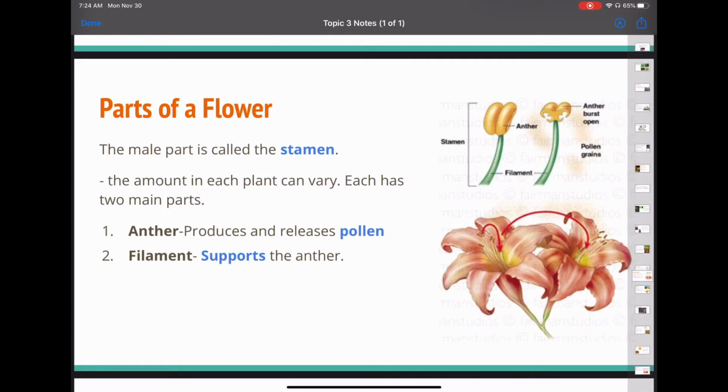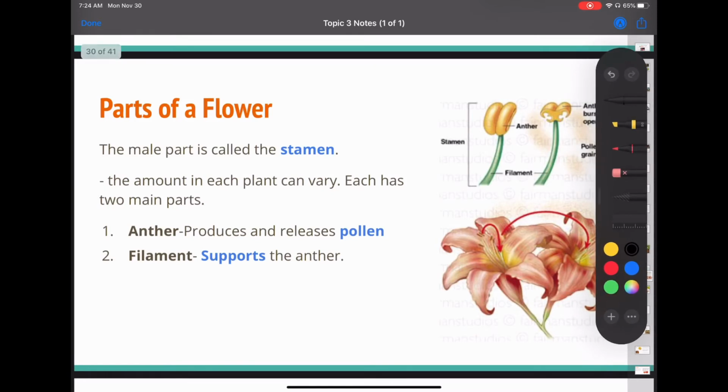So those things that are created that don't have great adaptations to their environment generally don't survive long enough or don't pass on their genetic information. They don't reproduce. So the male part of the flower is called the stamen. Now, if you take a look at the end of the word stamen, it says men. Okay. Now I use this to help me remember that this is the male part of the flower. Okay. So the amount in each plant can vary.